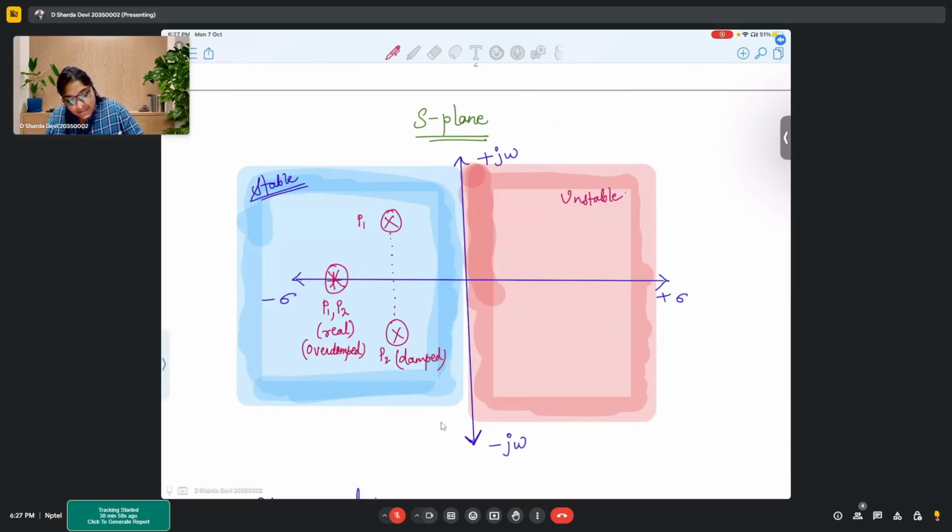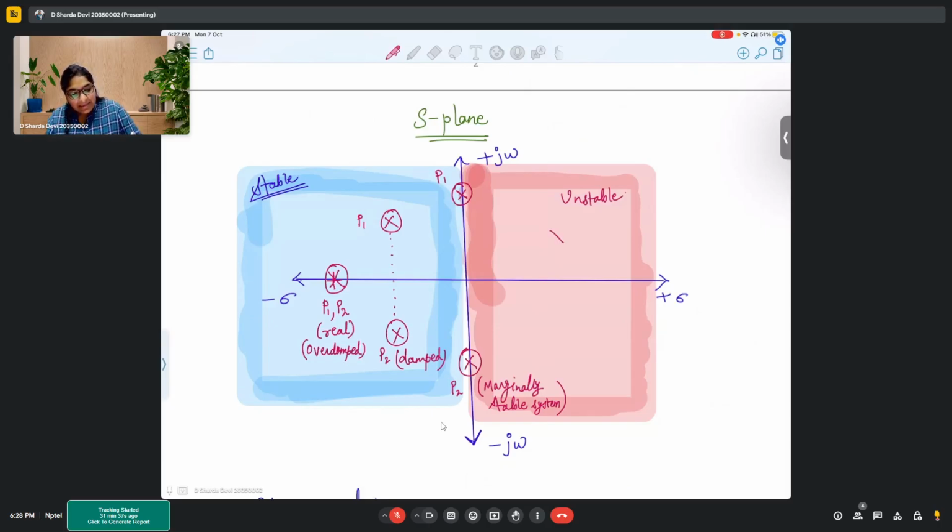Now the third condition is when you have poles on the j omega axis, the perpendicular y axis. Here the poles are for a marginally stable system. That means if you obtain poles with only imaginary part and zero real part, you can understand that your output will be continuously oscillating.